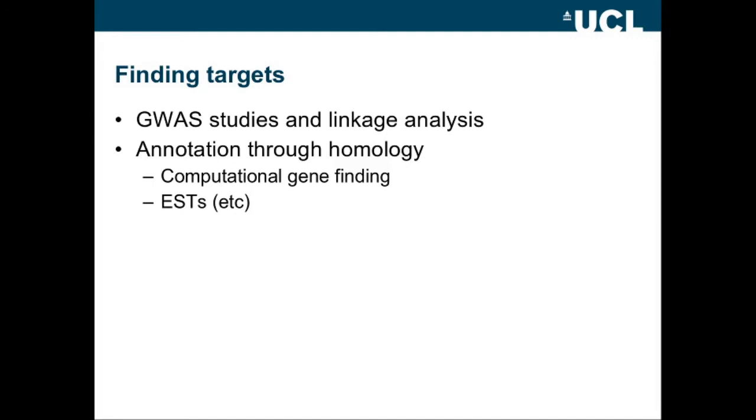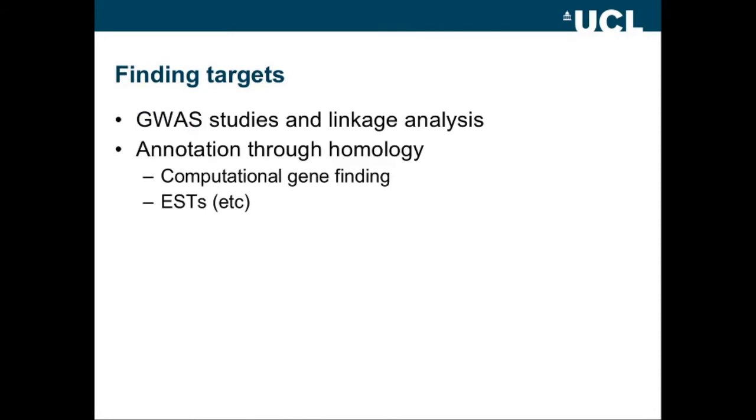Another approach to finding targets, particularly this time host targets, so human targets if we're talking about human drugs, is to use GWAS studies and linkage analysis. So these allow us to find markers that are linked to a disease. So this may be mutations, single nucleotide polymorphisms that are not actually causative of the disease in any way, but they associate with genes that are involved in the disease.